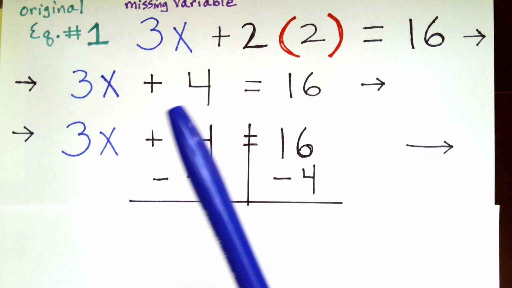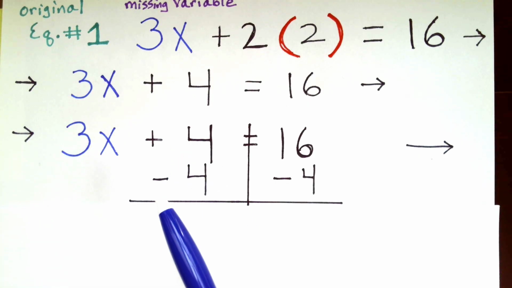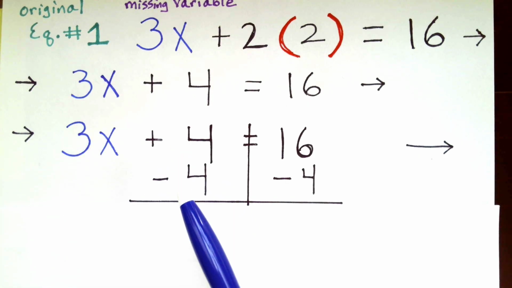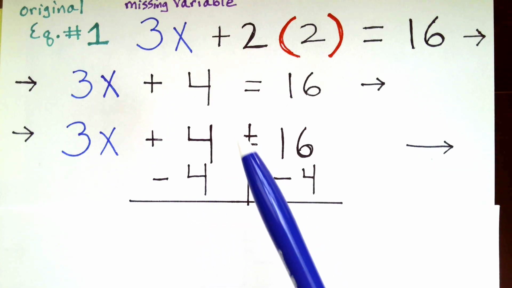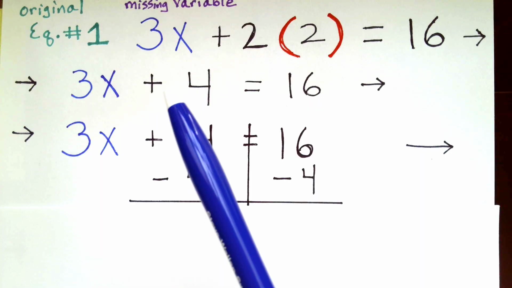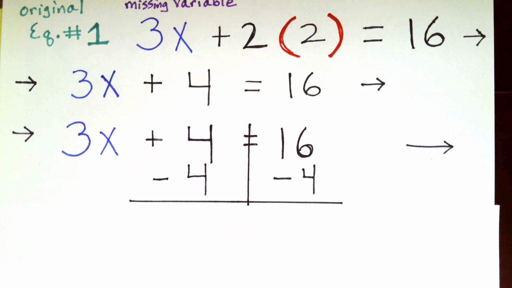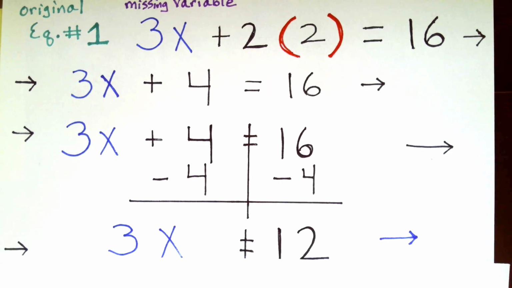So the 4 is attached through addition. I do the inverse. The opposite of adding is to subtract, or the opposite of a positive is negative. What I do to one side of the equal sign, I got to do to the other side of the equal sign. 4 minus 4 is 0. I'm left with 3x equals, what is 16 minus 4? 16 minus 4 gives me 12. And of course, you can see that right here.